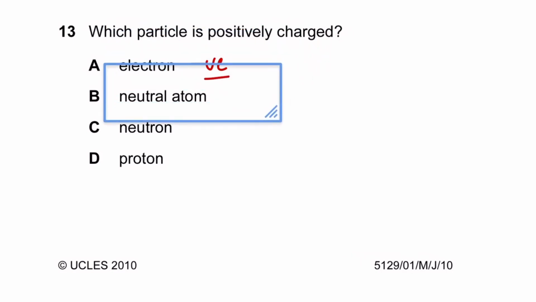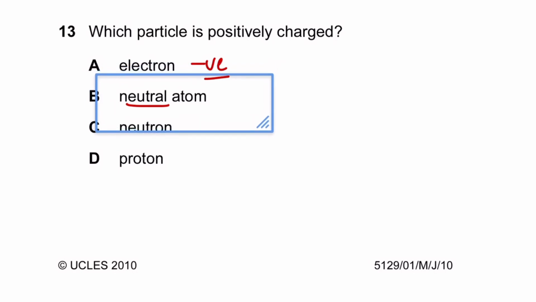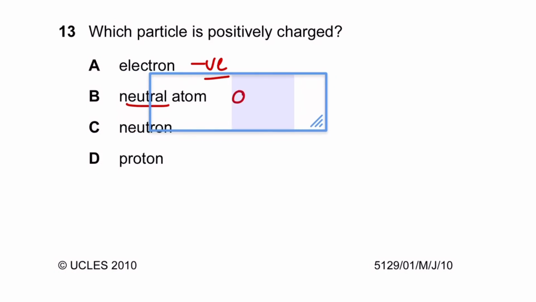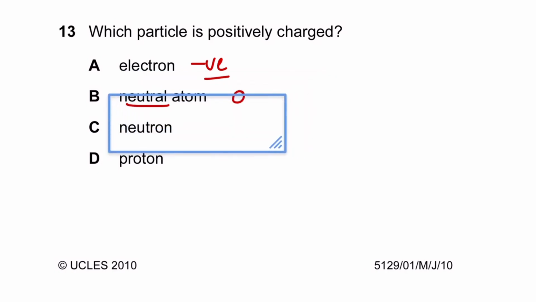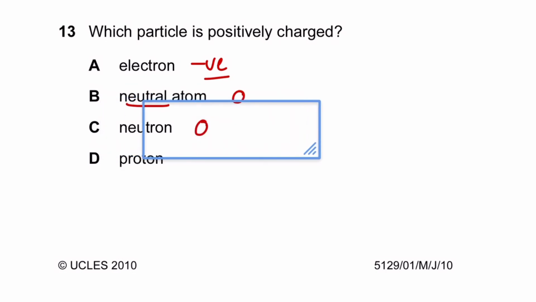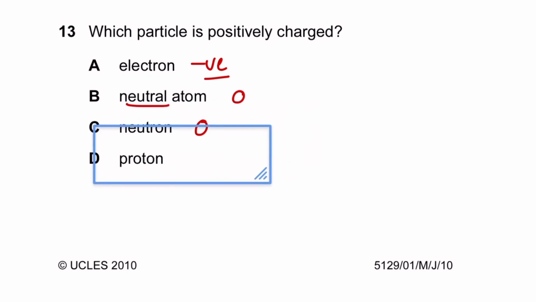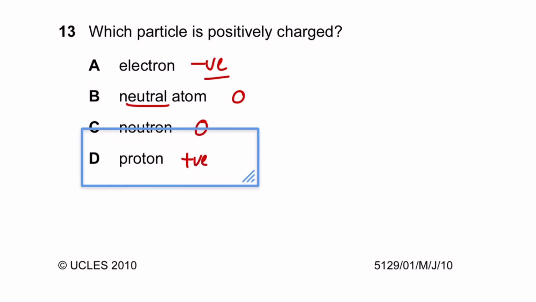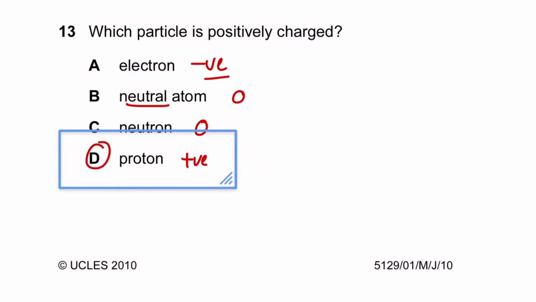Neutral atom, as denoted by the name or the term neutral, the charge is 0, or there's no plus, there's no minus. Neutron, it is neutral as well. There's no plus, there's no minus. Proton is a positively charged particle. So D is the answer. This is more of a factual question.